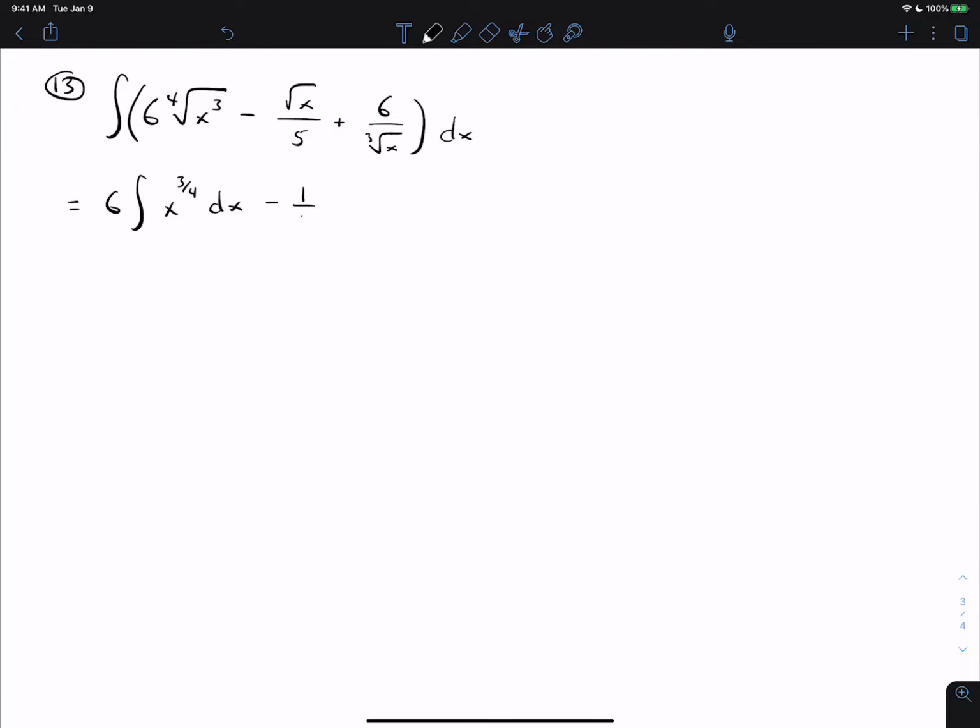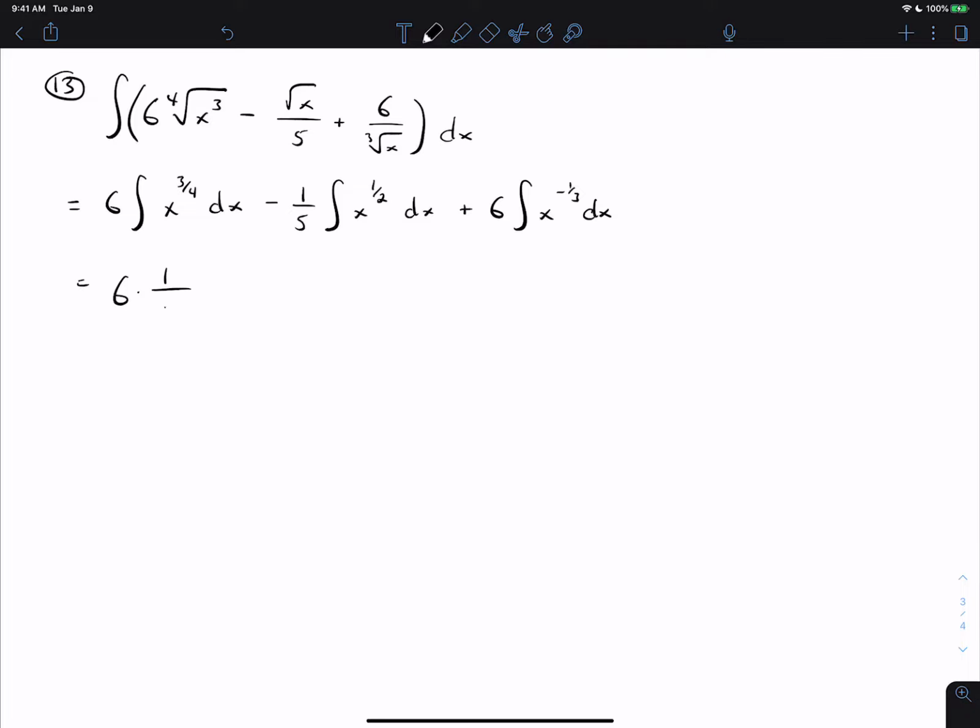On the second one, we pull negative 1/5 out, and we write it as x to the 1/2. So the square root, the index is understood to be a 2. The power on the x is a 1. So we get x to the 1/2 dx. On the third problem, we pull 6 out, and we get x to the negative 1/3 dx.